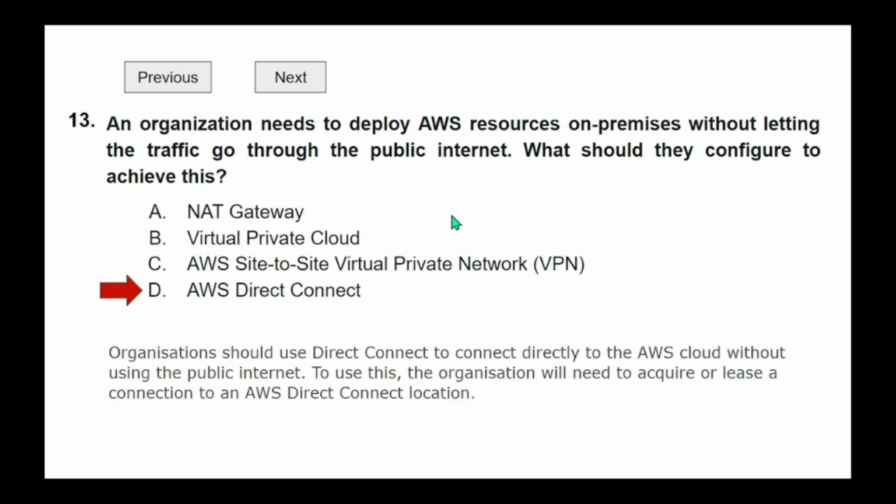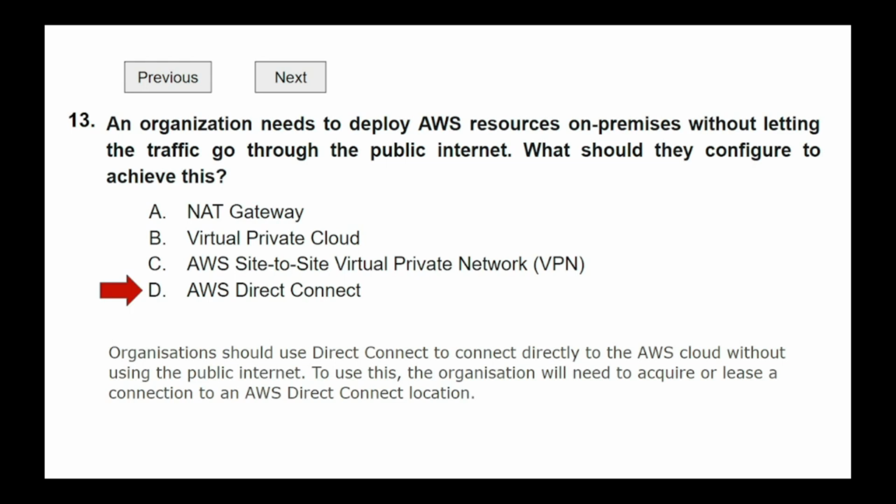Organizations should use Direct Connect to connect directly to AWS Cloud without using the public internet. To use this, the organization will need to acquire or lease a connection to an AWS Direct Connect location. So for this particular question, you might get confused if they had put Amazon PrivateLink and also the AWS site-to-site virtual private network, or VPN.